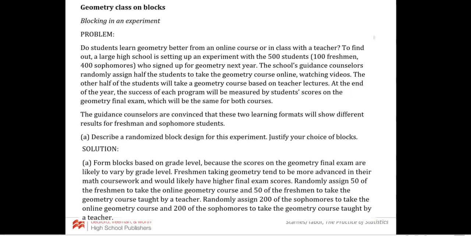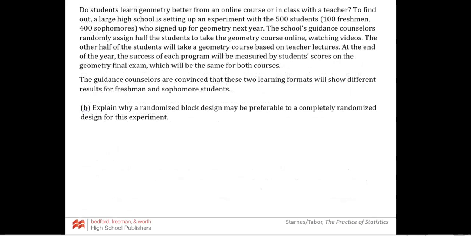Freshmen taking geometry tend to be more advanced there. So we're going to randomly assign 50 of the freshmen to take the online course, and 50 will be randomly assigned to take the teacher course. Of the 400 sophomores, we're randomly assigning 200 of them to get the online course, and 200 randomly assigned to get the course taught in person. So the rest of it is just two separate, completely randomized designs, but first we blocked by grade level. It's a very nice way to do it. I think that's a good setup, perfect for that experiment.